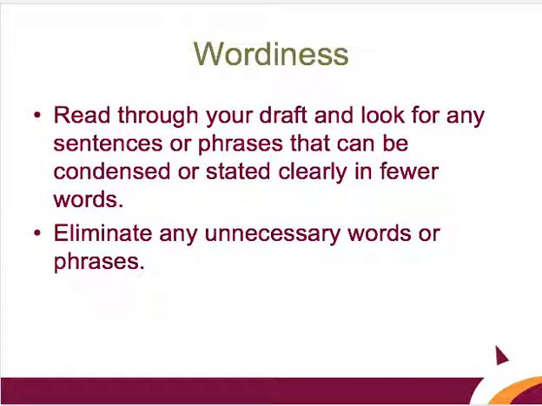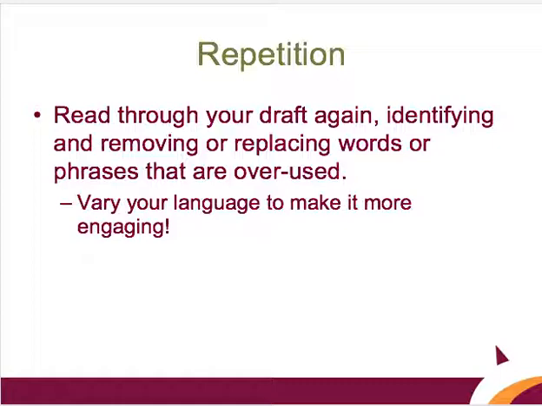What kind of errors or things are we looking for? Wordiness. Make sure that you're concise, you're saying things clearly, eliminating unnecessary words or phrases. I made comments on some of your papers regarding this. Remember, academic writing isn't supposed to be bombastic, overly wordy writing. It's supposed to be concise, direct, to the point, clear writing. So get rid of extra wordiness if you have it.